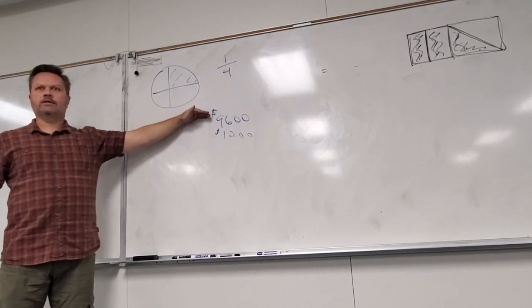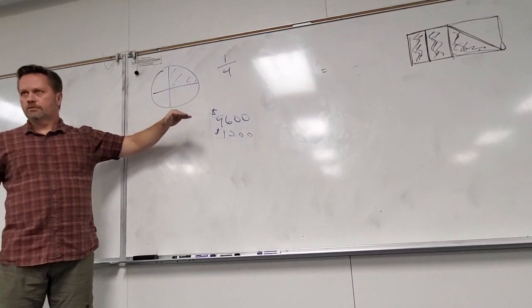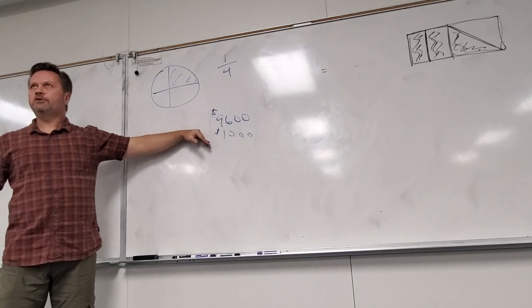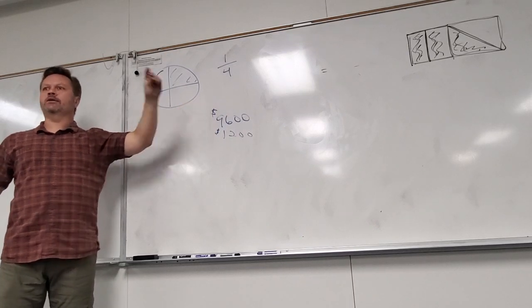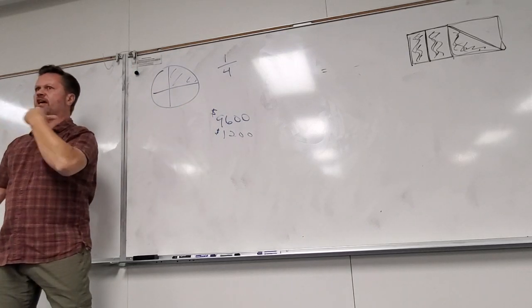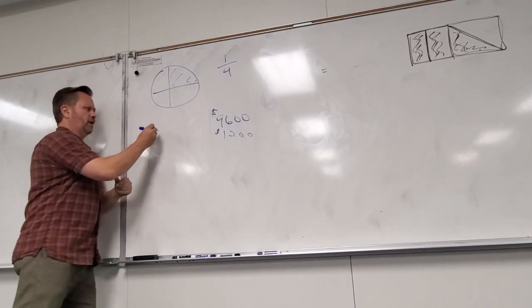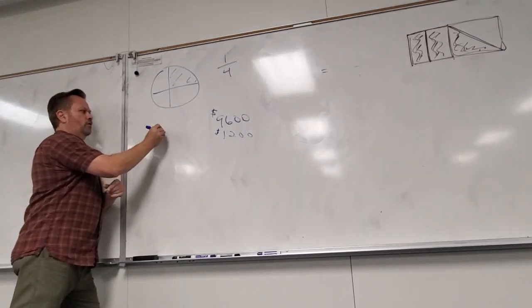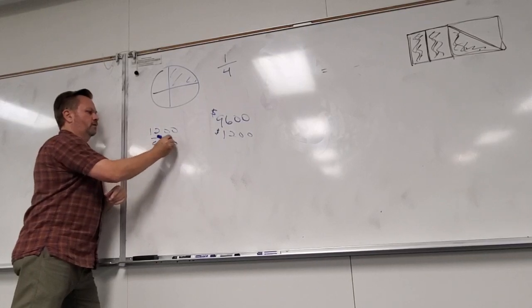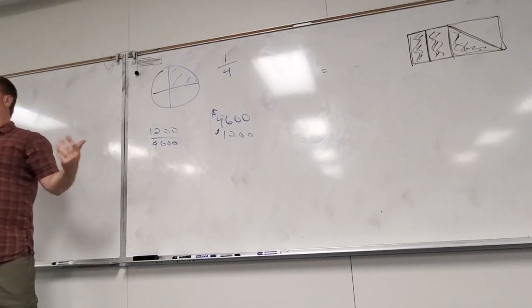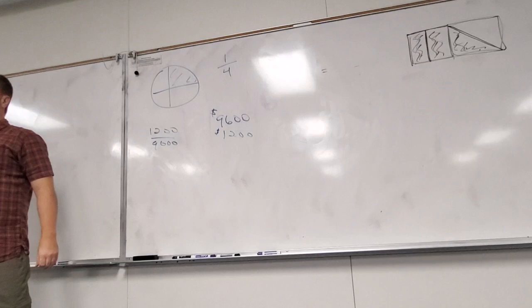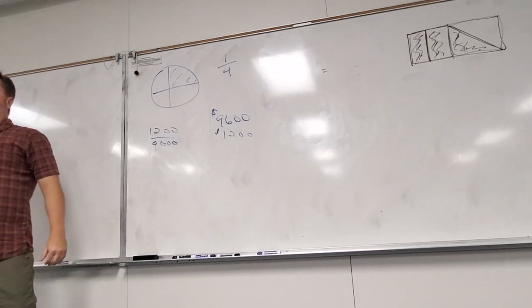Out of $9,600, how much do they spend on food? 1,200. So they spend 1,200 out of 9,600. Isn't that a fraction that I just said? What fraction did I just say? 1,200 out of 9,600. And then you just reduce that, right?